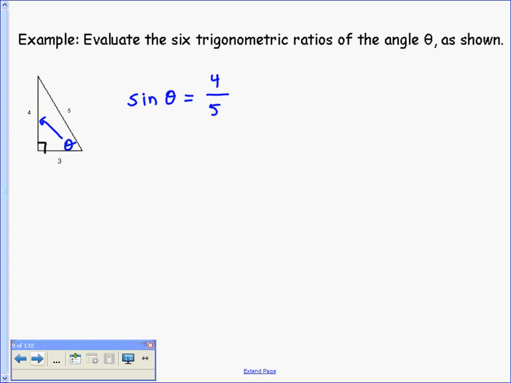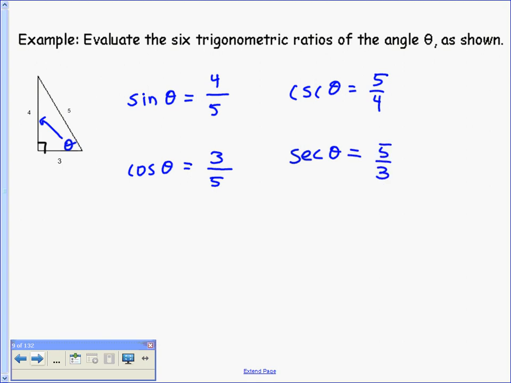Okay, so we have sine, and while we're doing that, it makes a lot of sense to just go ahead and do the cosecant. We take the 4 over 5, flip it over, and it's 5/4. Okay, now let's do cosine. Cosine is going to be adjacent over hypotenuse, and the adjacent is going to be 3, hypotenuse is 5. So while we're doing that, let's go ahead and take care of our secant, and it's 5 over 3, hypotenuse over adjacent.